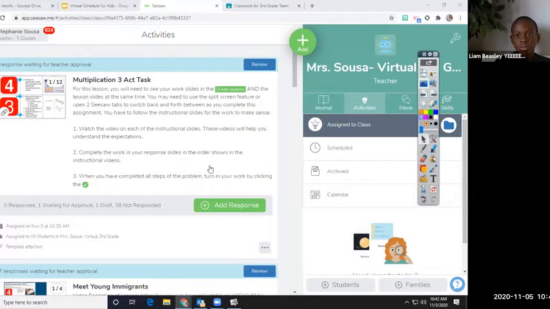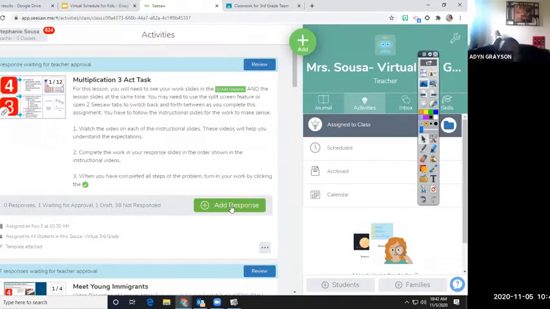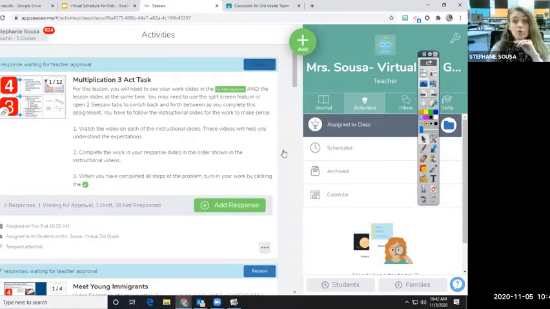Beautiful. Okay, let's take a look at our multiplication 3-act task. This is from me today. I'm very excited about it. First, it appears we have a question. Aiden G.: How do you do it again? Because I didn't see it. How do you make them smaller?